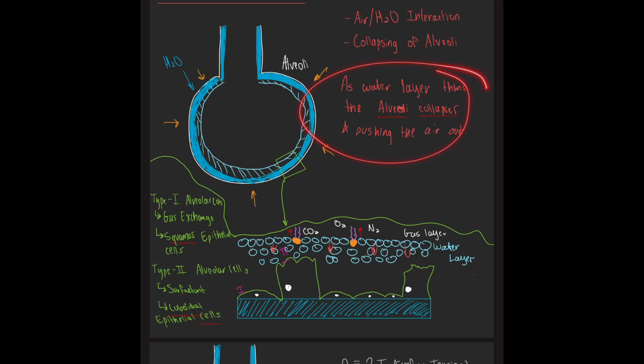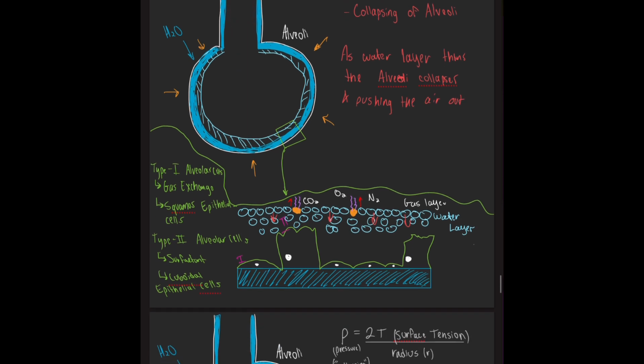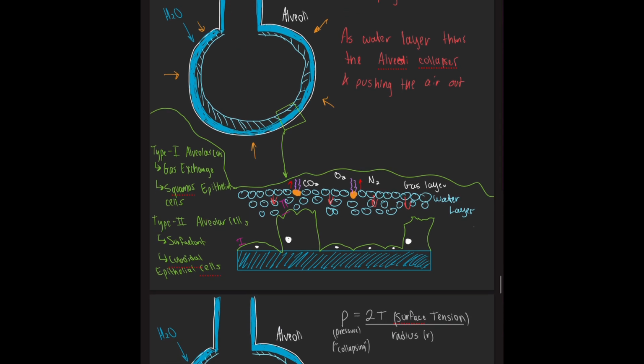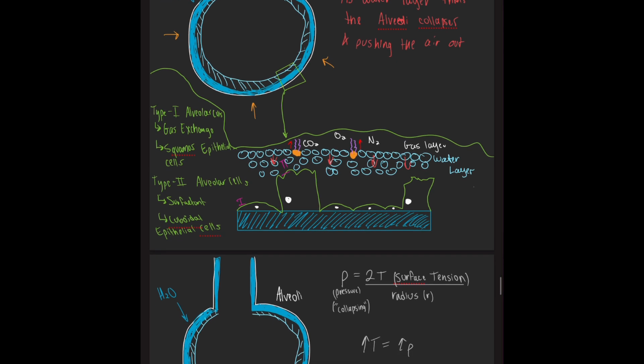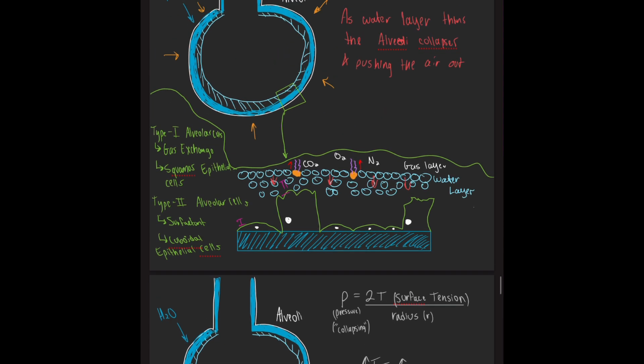So as the water layer thins, the alveoli collapses and pushes the air out, right? So that constriction can be a very good thing, but in moderation. It has to be perfectly balanced. So we'll get into how surfactants help with that in a little bit. Let's break down the layer here though.